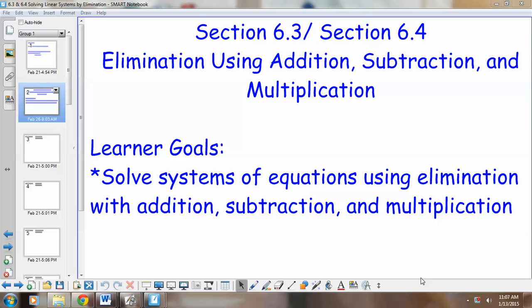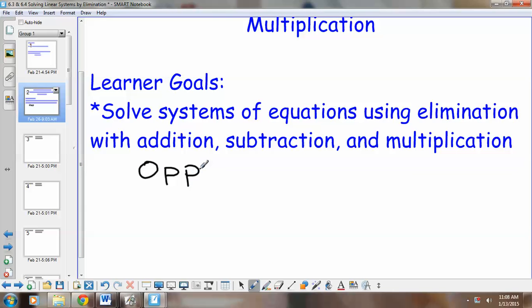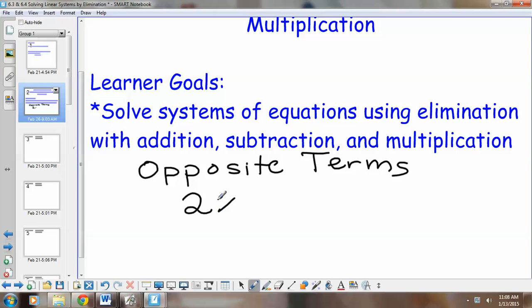Elimination is just like it sounds. We are eliminating a variable, either all of the x's or all of the y's. In order to eliminate, we have to have opposite terms. For example, if we have 2x and negative 2x, are those opposite terms? Yes, if I was to add those together, it would be 0. If we have negative 3y and a positive 3y, are those opposite terms? Yes, if you add them together, it equals 0. That's what we mean by opposite terms.